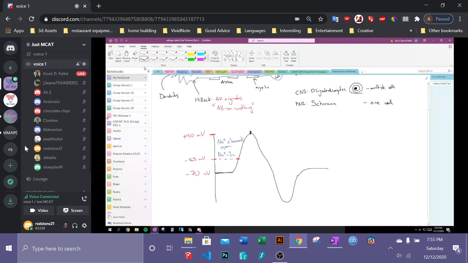Any guesses? What happens at the apex? The potassium channels open. Yeah, so the potassium channels do open. Awesome. What closes? Sodium. Sodium channels close. Awesome. Yeah, so the sodium channels close at the apex, and the potassium channels open. Okay. So now we're going to go back down. So notice at the apex of this hill, we're at a positive 40 millivolts.